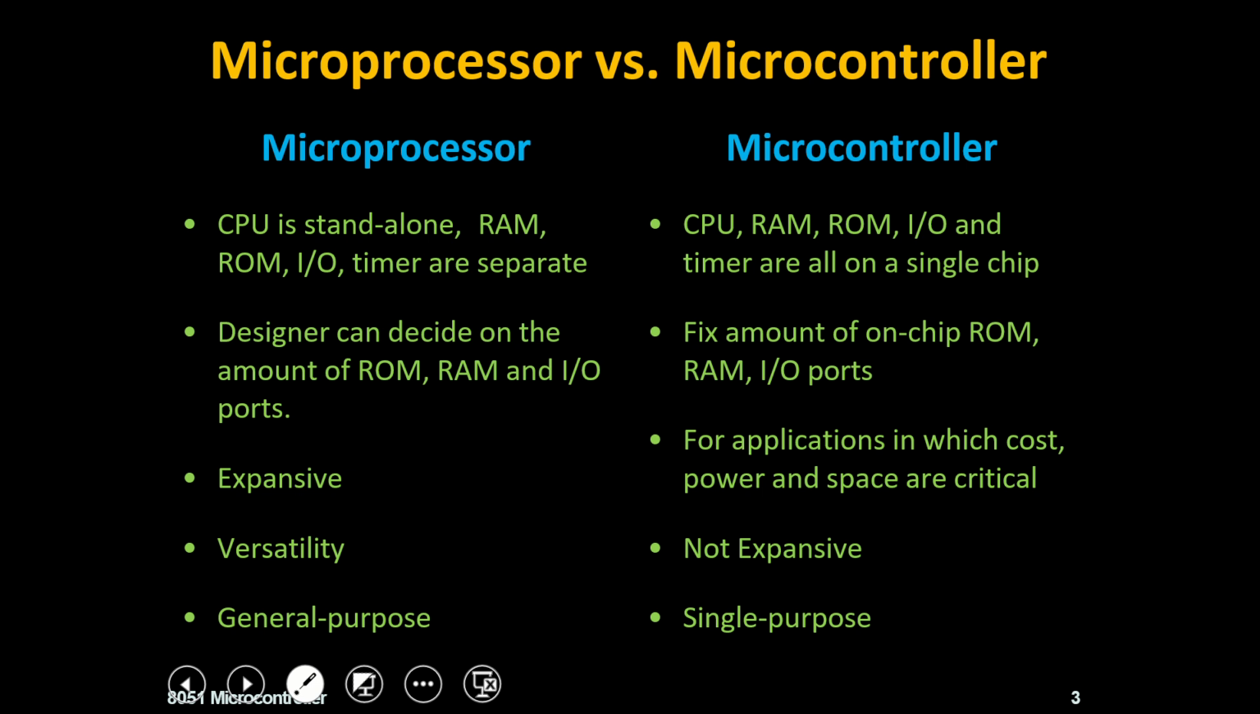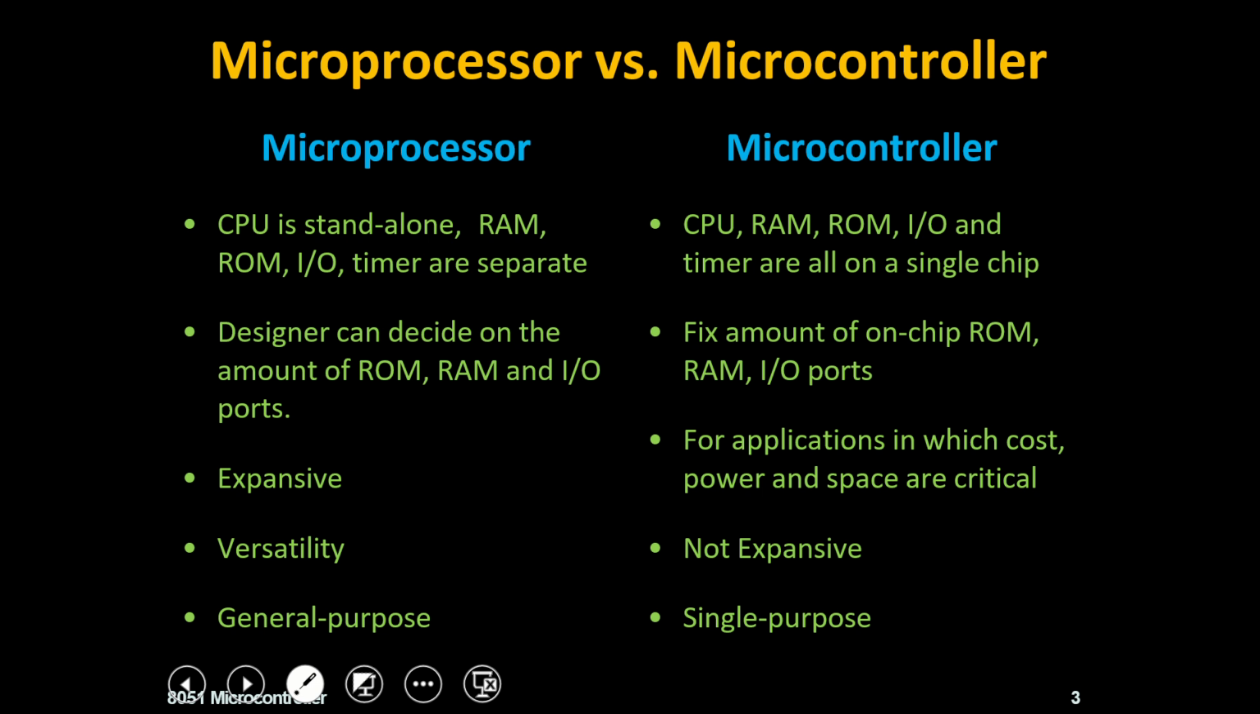In a microprocessor, the designer can decide on the amount of ROM, RAM and input output ports. But in a microcontroller, a fixed amount of on-chip ROM, RAM, input output ports are available. A microprocessor is expensive only because of the externally connected devices, but in a microcontroller all the devices are inbuilt, so it is less cost and consumes less power and space compared to the microprocessor.